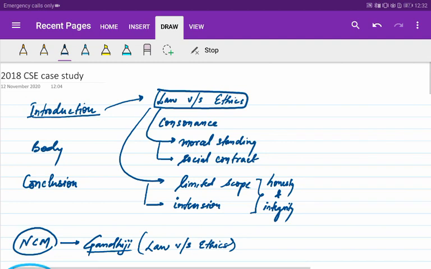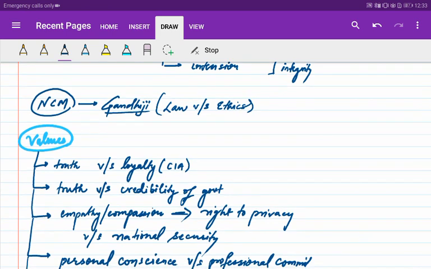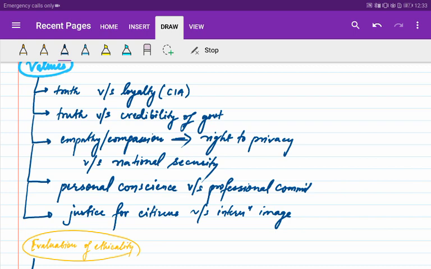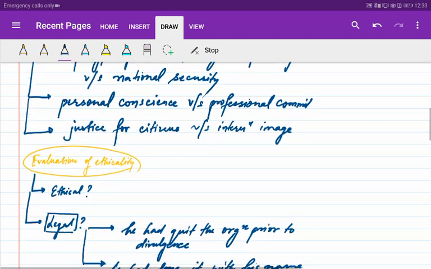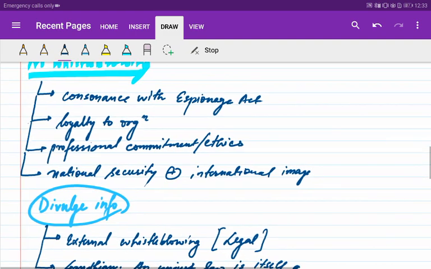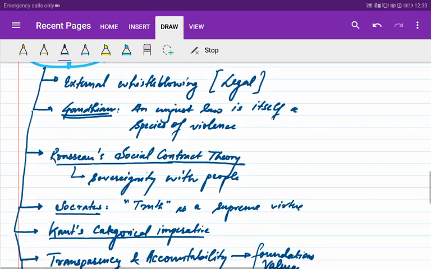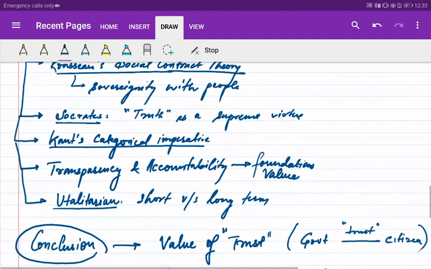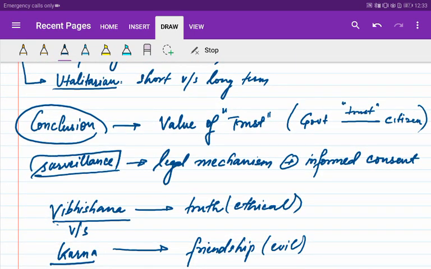So let's recap what we have discussed in this case. The case was essentially between two dimensions, that is, laws versus ethics. We introduced the case with some understanding of when laws and ethics remain in consonance and when they are in conflict, giving some theoretical understanding of the cases. Then we discussed various values and conflicts, be it truth versus loyalty, truth versus credibility of the government, empathy and right to privacy versus national security, and so on. Then we argued both stands, whether external whistleblowing or not whistleblowing at all. We discussed the benefits as well as the ethical components of both arguments, arguing from multiple dimensions and multiple theories. Then we concluded with how surveillance, if at all needed, should be done, giving the doctrine of trust as the conclusion. So this completes our discussion for this case study of 2018.